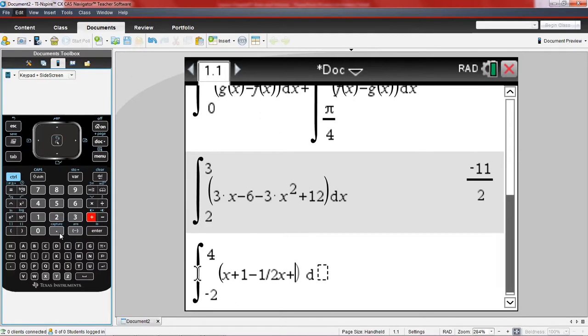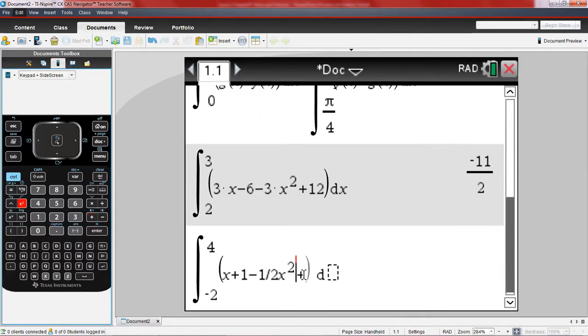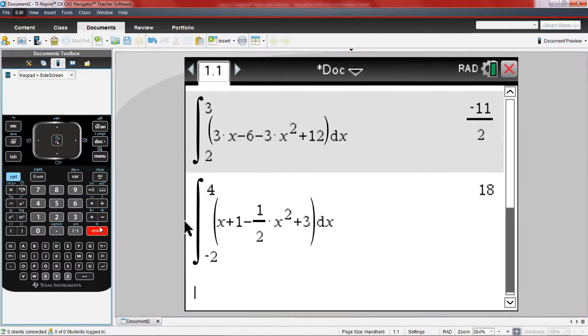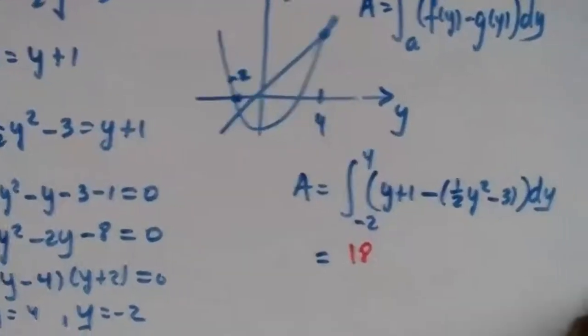This is x squared, and then plus 3, and then the x. No matter what variables you have on your paper, in the calculator you have to use the x. So press enter. That's my answer. It's going to be 18. Correct? So in my paper, I just put 18.